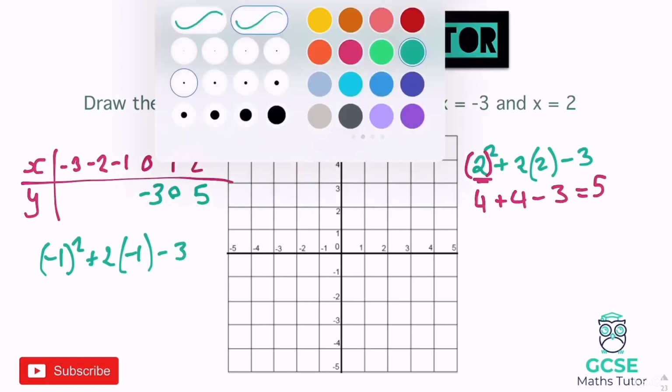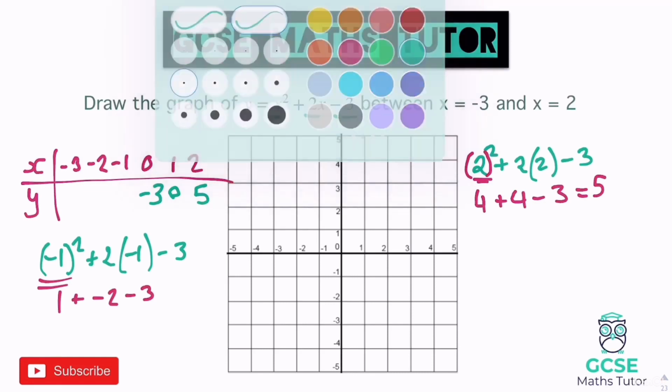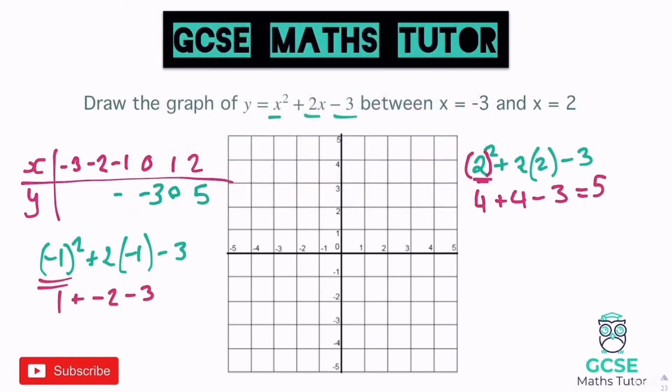Now the reason you have to put this in brackets on a calculator is because if you put negative 1 squared without the brackets, it will give you the answer negative 1. It will square the 1 and put the negative with it rather than doing negative 1 times negative 1. Squaring a negative number makes it positive, so negative 1 squared is 1, add 2 times negative 1 is negative 2, and take away 3. So 1 take away 2 is negative 1, take away 3 is negative 4, so we get negative 4 for that one.